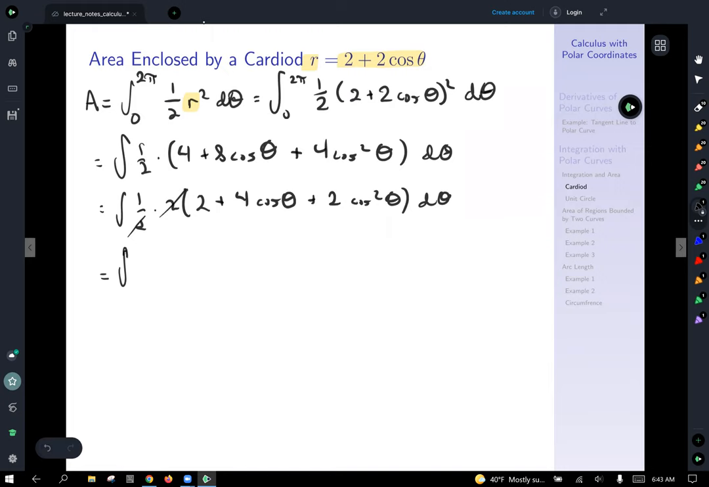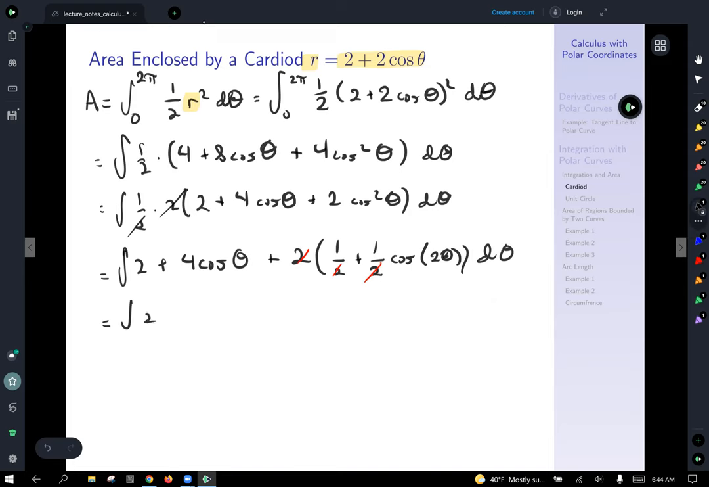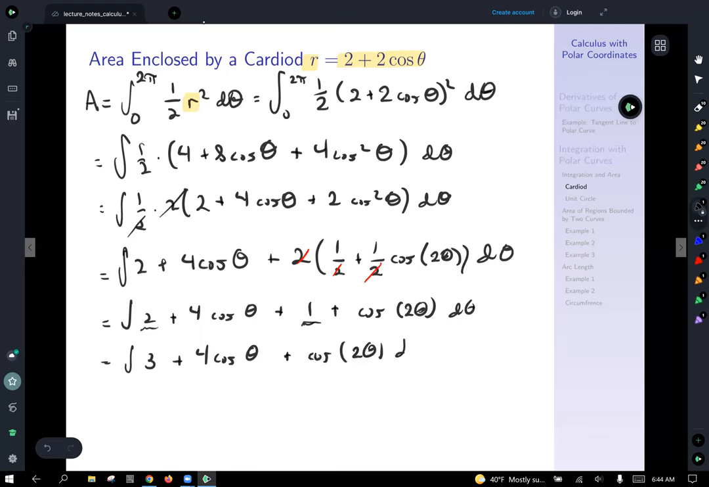Well, we're nearly ready to integrate, but we have that pesky cosine squared to deal with. So we'll deal with that as usual by an application of our half angle formulas. So cosine squared becomes 1/2 plus 1/2 cosine of, remember to double the input there, cosine of 2 theta d theta. So if we factored out that half, we would see that those would reduce away. And what we would be left with is the integral of 2 plus 4 cosine of theta plus 1 plus cosine of 2 theta d theta. Now I can combine those like terms of the constants to get the integral of 3 plus 4 cosine of theta plus cosine of twice theta d theta.